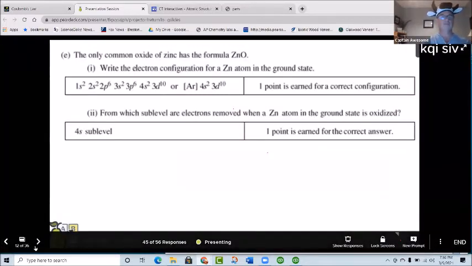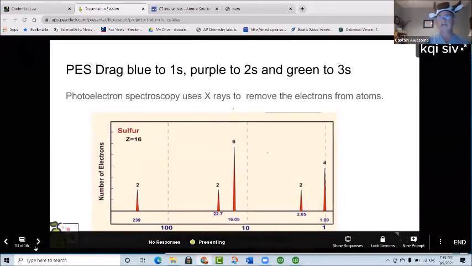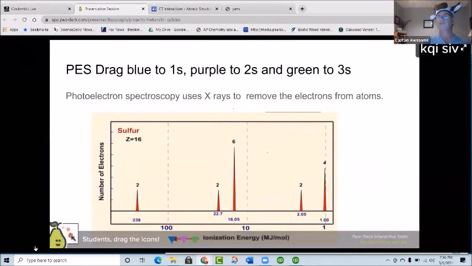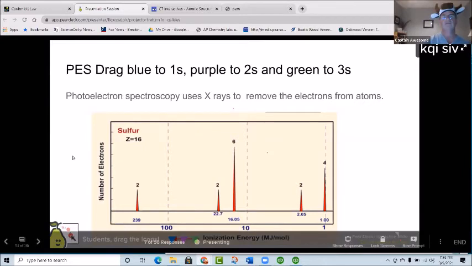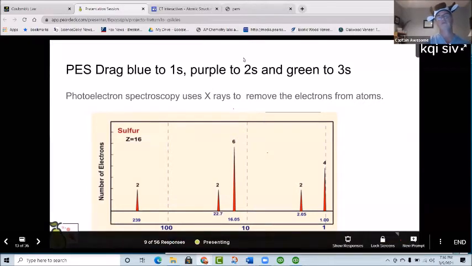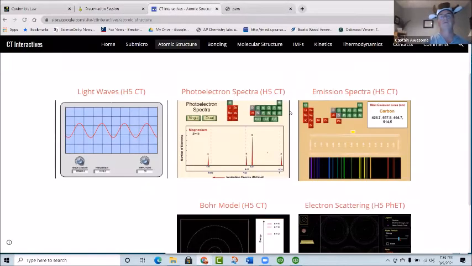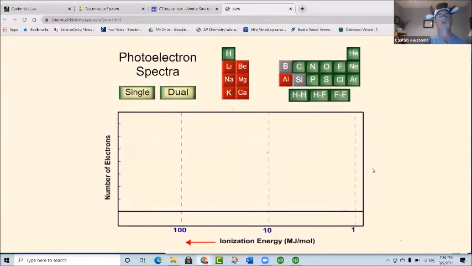All right, so the PES is where we get this information from. So PES stands for photoelectron spectroscopy, and we fire X-rays at samples of elements, and then it tells us something about the electrons. So before you go in, if you look at the shared screen that I'm sharing with you on the Zoom call real quick, I just want to show you what the photoelectron spectra look like.